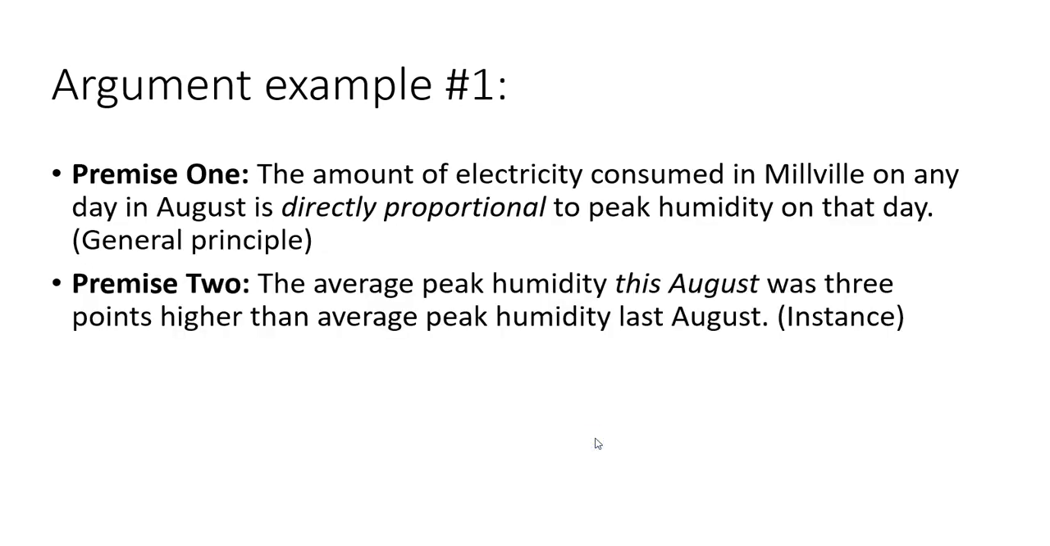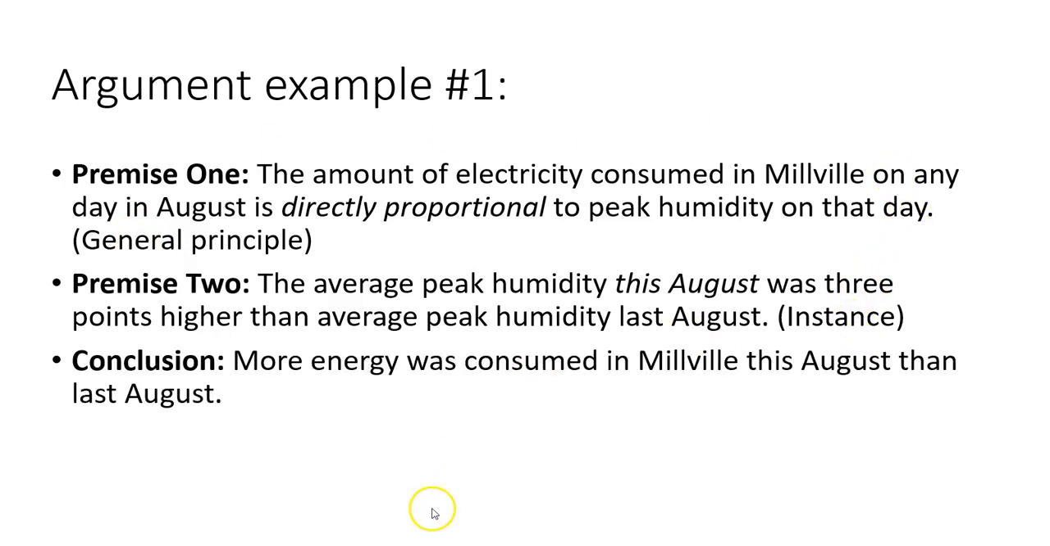So let's lay this out in premise 1, premise 2. The amount of electricity consumed in Millville on any day in August is directly proportional to peak humidity on that day. We have a principle here. The average peak humidity this particular August was 3 points higher than average peak humidity last August. That's the instance. So it looks like we're going to take the principle, combine it with an instance, and get a conclusion. Therefore, more energy was consumed in Millville this August than last August. Now, what would it be like if I said to you that the average peak humidity this August was 3 points higher than average peak humidity last August, if that was the conclusion? Well, then what would we do with this statement here, more energy was consumed this August than last August? Why would we just talk about electricity and humidity and then only talk about humidity?